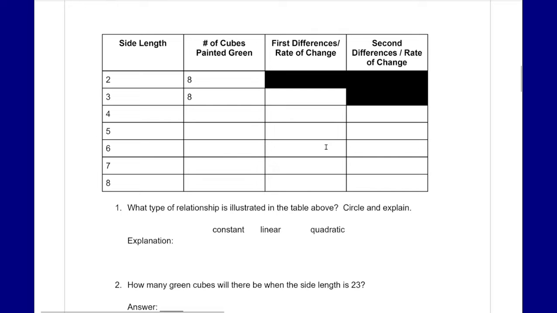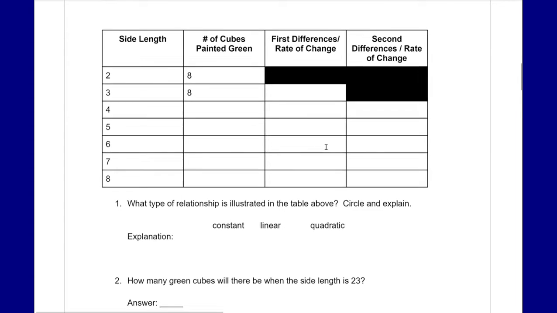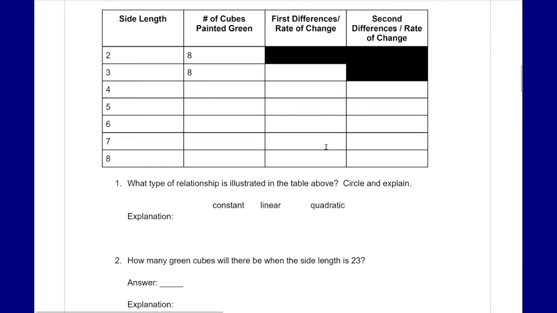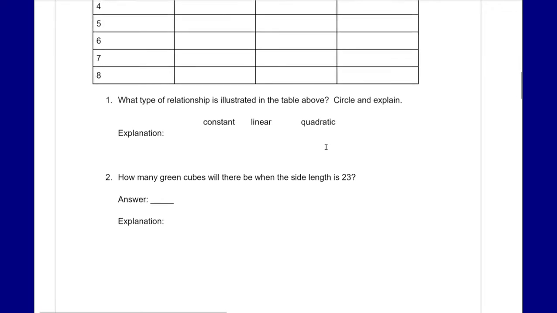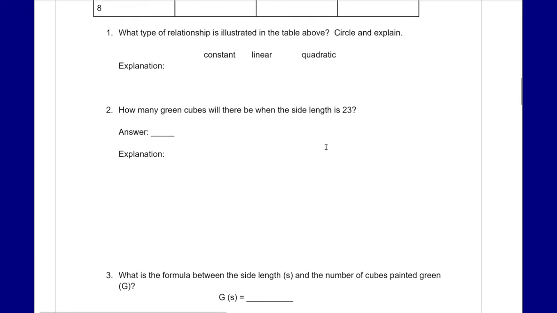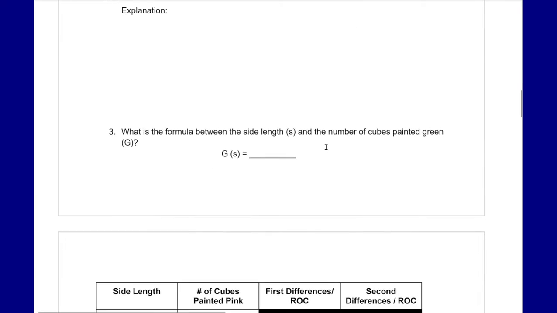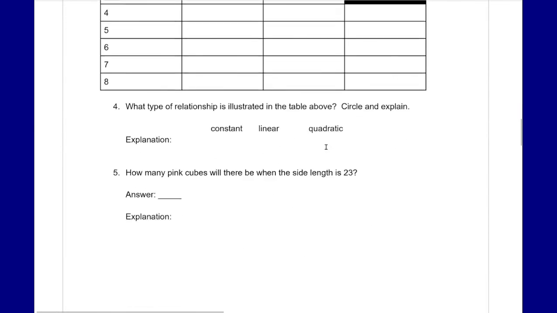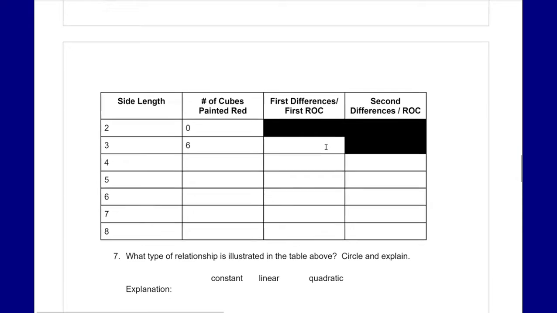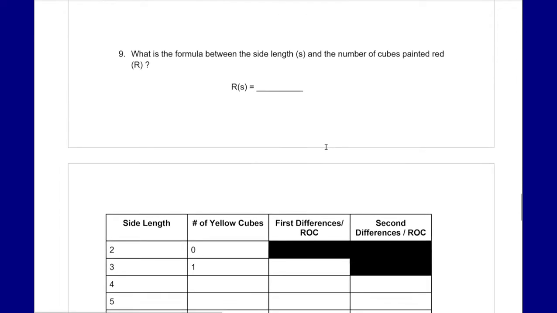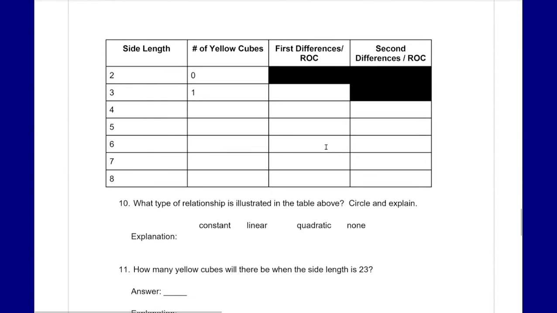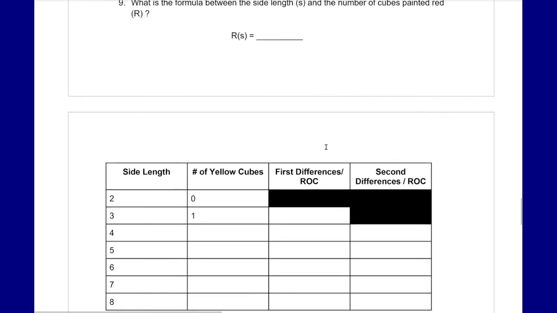So here we're looking specifically at the green cubes. Based on that relationship, can we figure out how many green cubes there will be when the side length is 23? And then from there, can we come up with a formula between the given side length and the number of cubes painted green? And again, we're going to be repeating this for the pink cubes, the red cubes, and the yellow cubes. So it's all going to be the same thing, just looking at the different cubes.